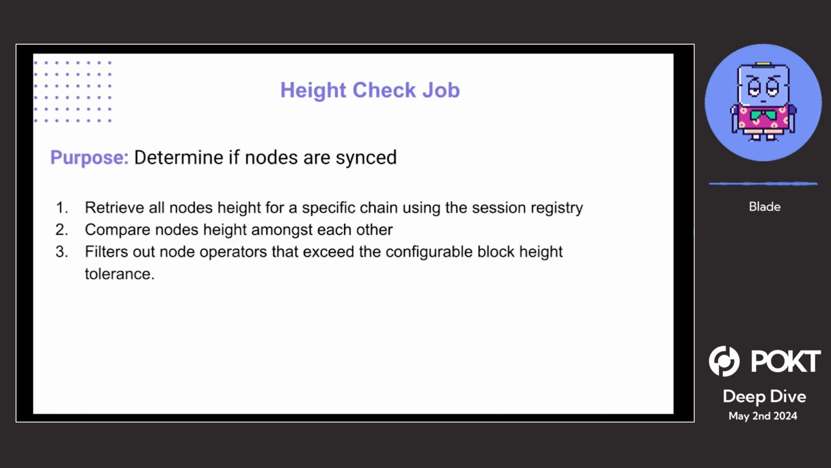We'll go over the height check. Once again, it sounds exactly like what it is. The purpose of it is to determine if a node is synced or not. We don't want to send a request over to a node that isn't synced, right? That would just create a really bad user experience.